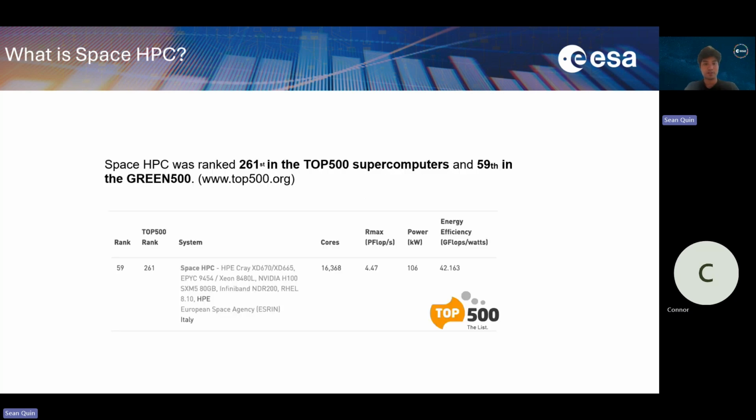If some of you are familiar with the TOP500, it's essentially a list of all the systems, or supercomputers, in the world. The Space HPC system managed to reach the 261st spot in the TOP500 and 59th in the Green500, which is more of a renewable point of view on HPC systems, seeing how efficient we are, what our flop rates, or floating point operations per second, is in retrospect to our energy usage.